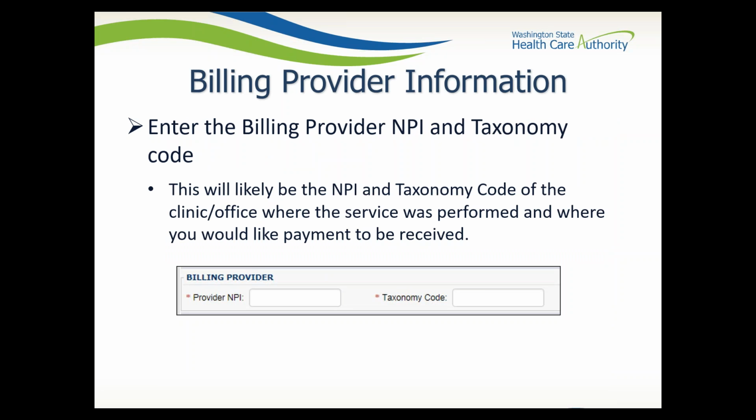The first thing to do is tell ProviderOne who the billing provider is by entering the National Provider Identifier, or NPI. The billing provider is where payment will be sent to or who is getting paid for the service. You will also need to enter a taxonomy code that is attached to the billing NPI and applicable to the service you are billing for. The taxonomy code tells ProviderOne what type of provider is submitting the claim. Note the red asterisks as these are required entries.